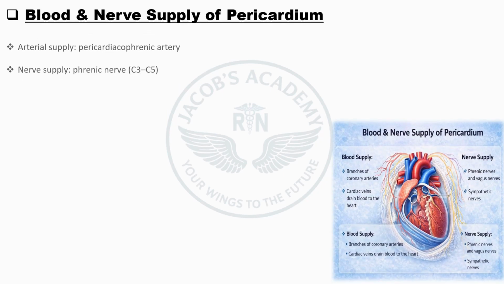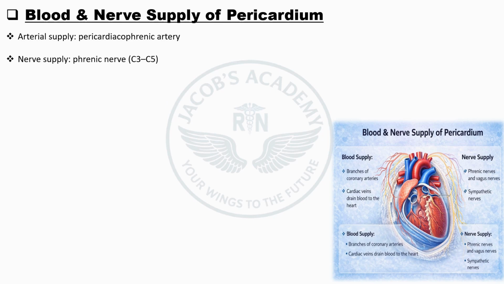Now let us discuss the blood and nerve supply of the pericardium. The arterial supply of the pericardium is mainly from the pericardiacophrenic artery. This artery is a branch of the internal thoracic artery and supplies blood to the fibrous and parietal layers of the pericardium. The nerve supply of the pericardium is provided by the phrenic nerve, arising from cervical spinal nerves C3 to C5. This nerve supply is very important because pain from the pericardium is often referred to the shoulder region.